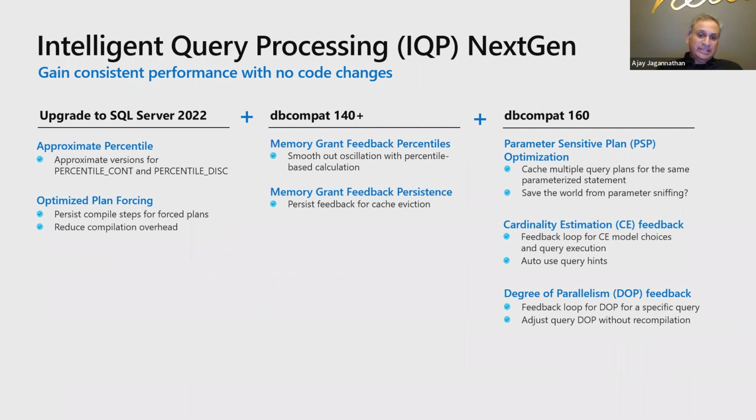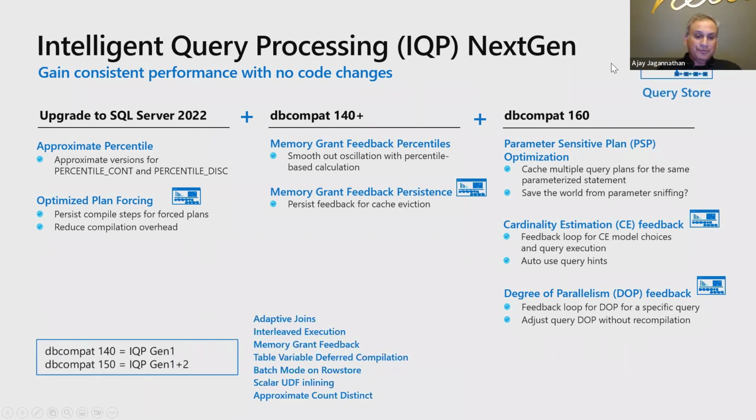It doesn't end there. If you are running with the previous compat level, DB compat 140 or DB compat 150, which are Gen 1 and Gen 2 of this family of features, all the features that you see in the middle, starting with adaptive query, adaptive joins, all the way to approximate count distinct, will be available to you when you upgrade to SQL 2022 and still stay on the older compat level.